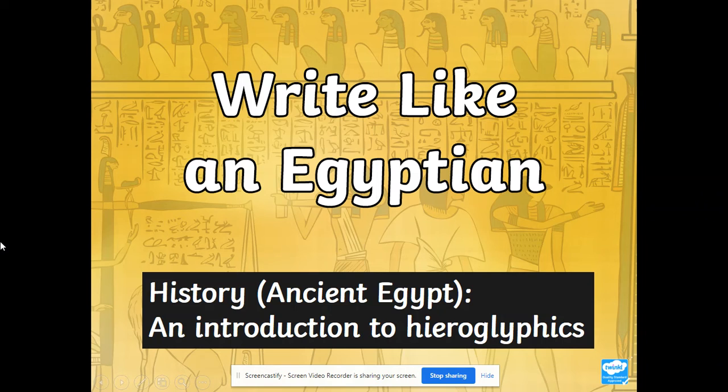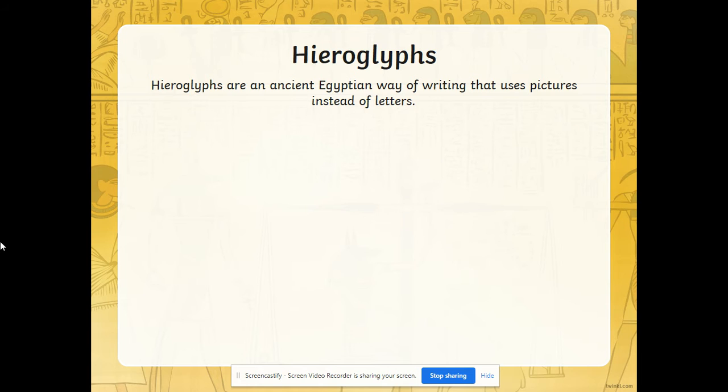Hi everyone, and welcome to the second of our history lessons, and this one is Write Like an Egyptian. What we're going to do is have an introduction into hieroglyphics. So hieroglyphs are an ancient Egyptian way of writing that use pictures instead of the letters that we use.